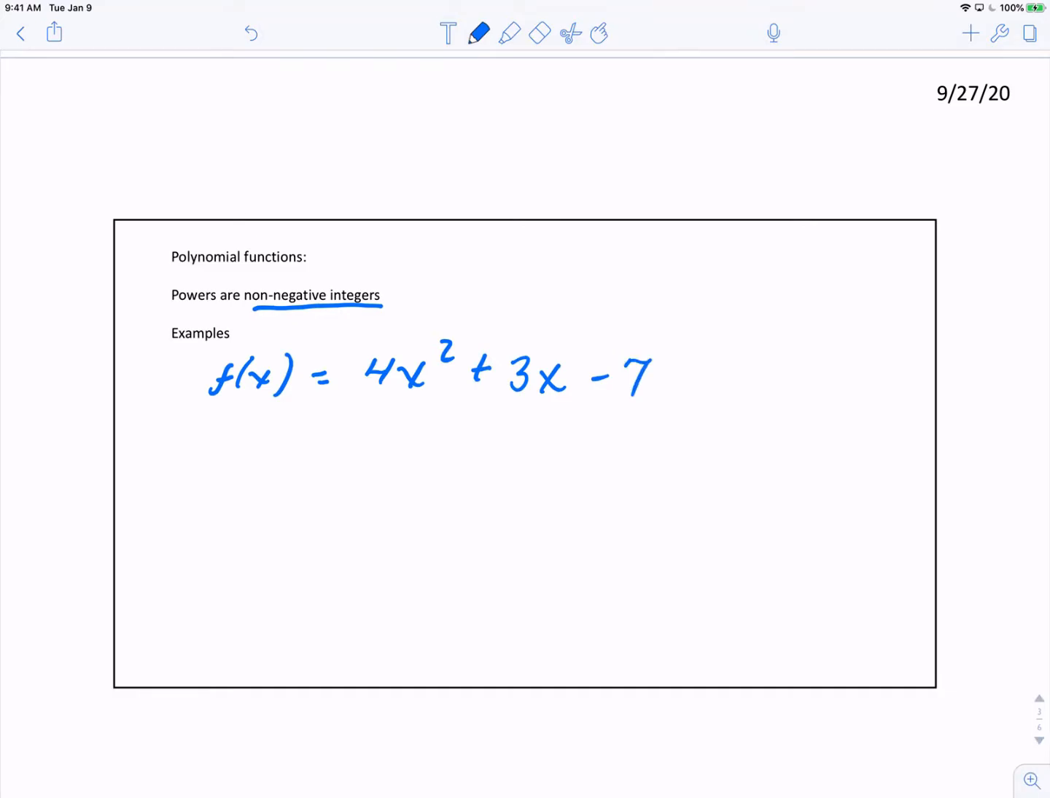So if you look at the powers here, we have a power of 2, a power of 1. This would be a power of x to the 0 power. So all of those are non-negative integers.